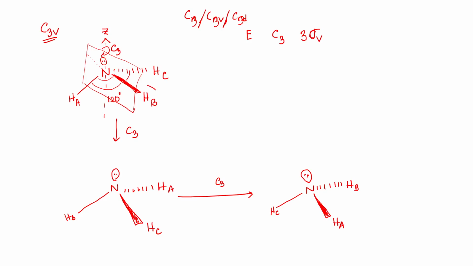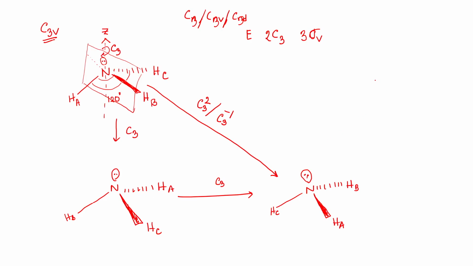So from the first position, how can you reach here? Either C3 squared, or C3 inverse, C3 minus. So there is another operation there, right? So 2C3 kind of equivalent to C3, right? Is it making sense? So whenever you find that there is C3, there are no perpendicular C2, and there is sigma v, directly write the point group is C3v.